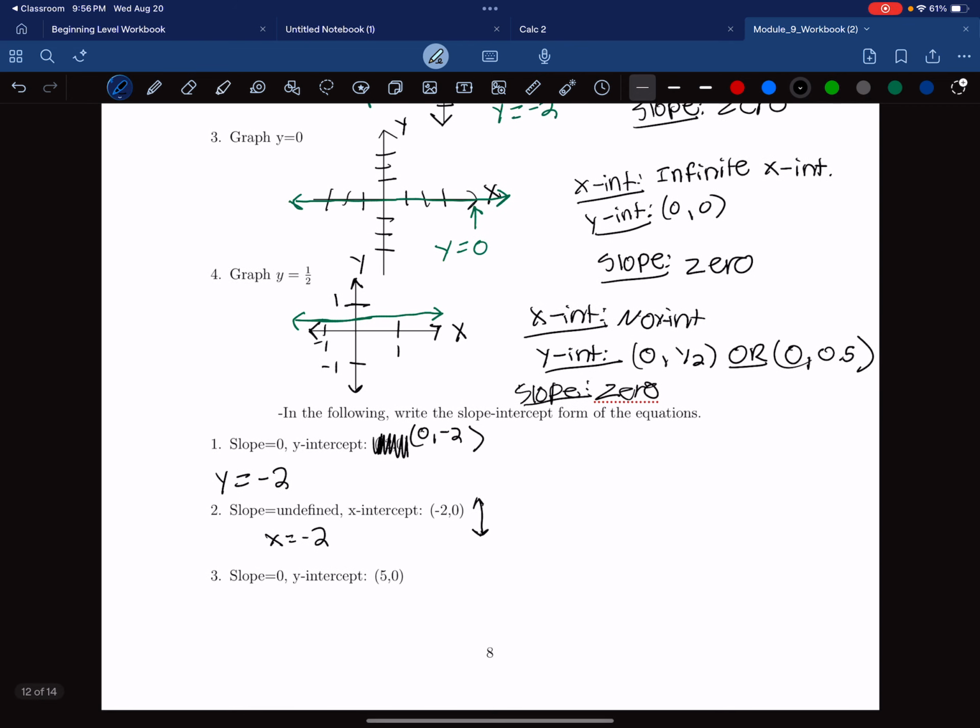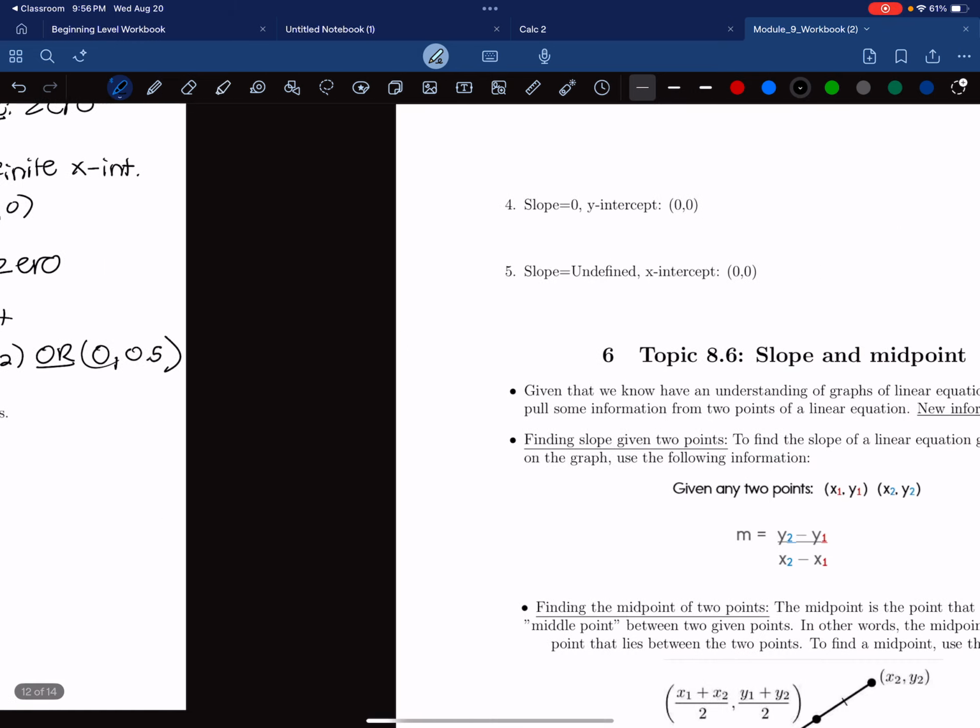Looking at example 3, we have a slope that's equal to 0 and a y-intercept at not 5, 0, but 0, 5. So slope of 0, y equal to some value, and then we have a y-intercept of 5, so that's going to be y equals 5.